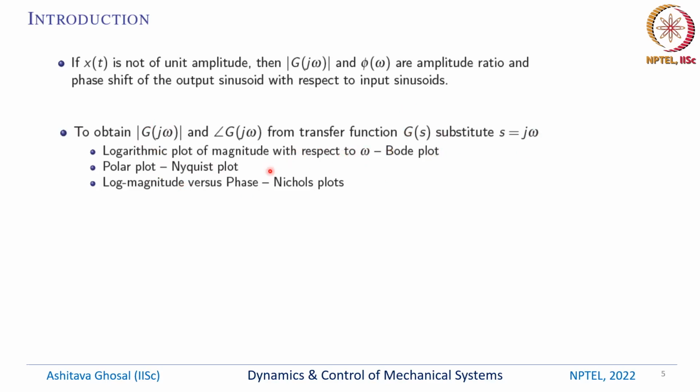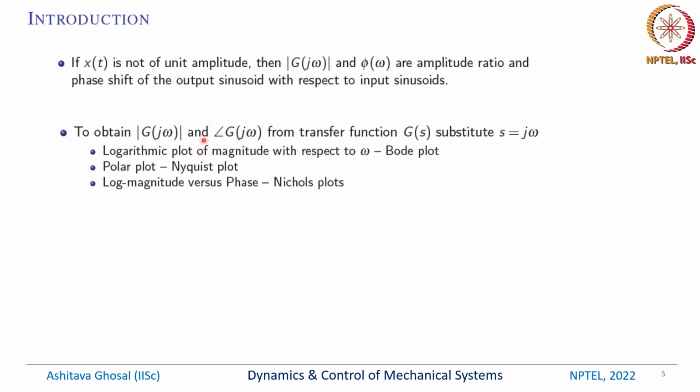In particular, we can plot the magnitude in various ways. If you use a logarithmic plot of the magnitude with respect to omega, this is called the Bode plot. If you plot G(j omega) as a polar plot, then this is called the Nyquist plot. And if you use log magnitude versus phase, this is called the Nichols plot. In this lecture, we will look at the Bode plot. If anybody is interested in the Nyquist plot and Nichols plot, then we need to see some other textbook. But it is very basic.